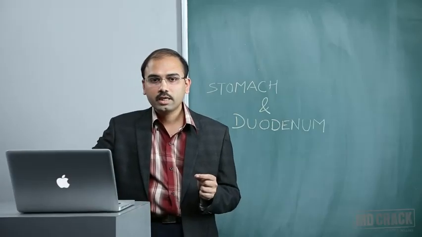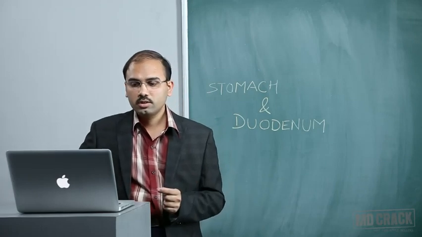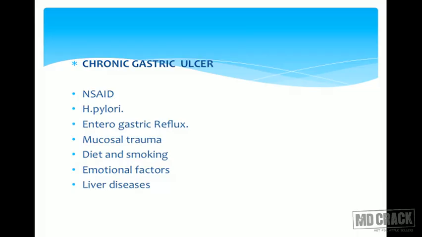Now we go to the chronic gastric ulcers. What is the etiology? First remains the non-steroidal anti-inflammatory drugs. Then comes H. pylori infection. Then comes the enterogastric reflux. See, these all three are present in gastritis, so the same etiology will come in chronic gastric ulcers. Then comes mucosal trauma. Then comes diet and smoking and emotional factors and liver diseases.